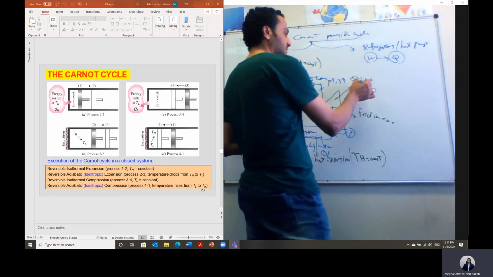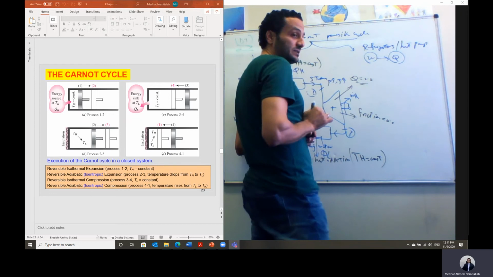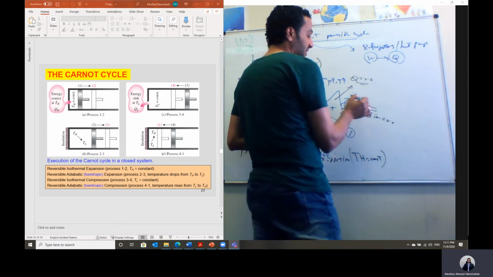But what does it mean if we have adiabatic? We don't have a temperature difference in this case, and we don't have friction.